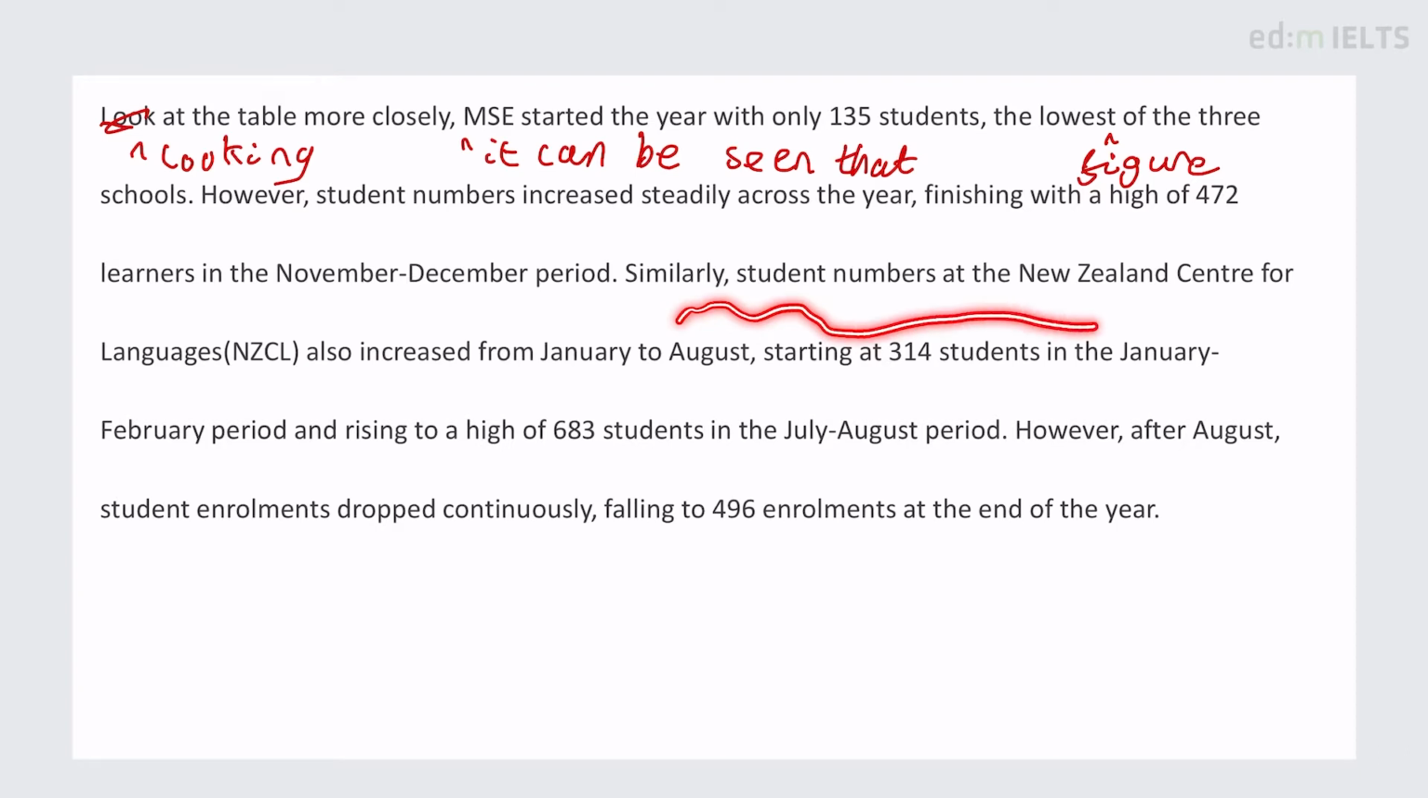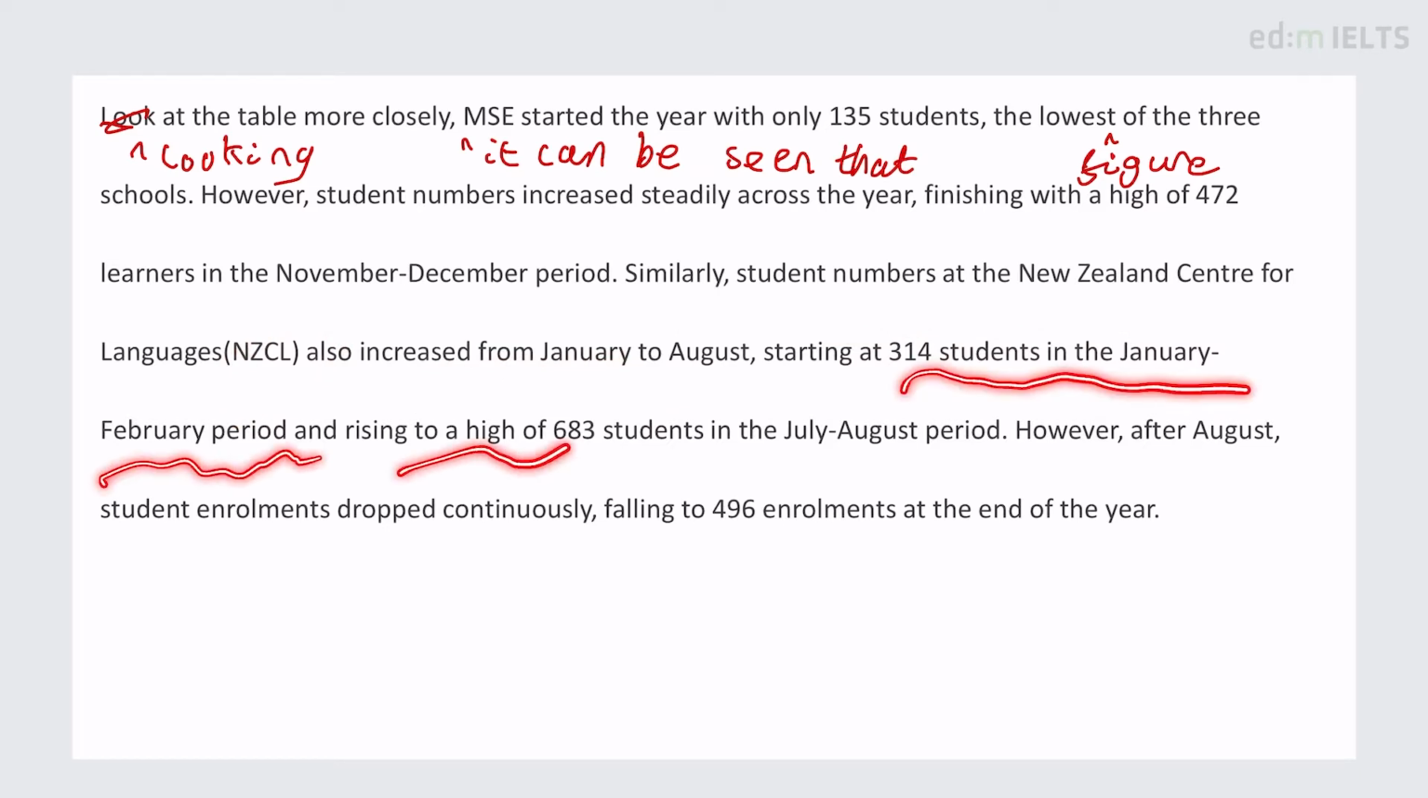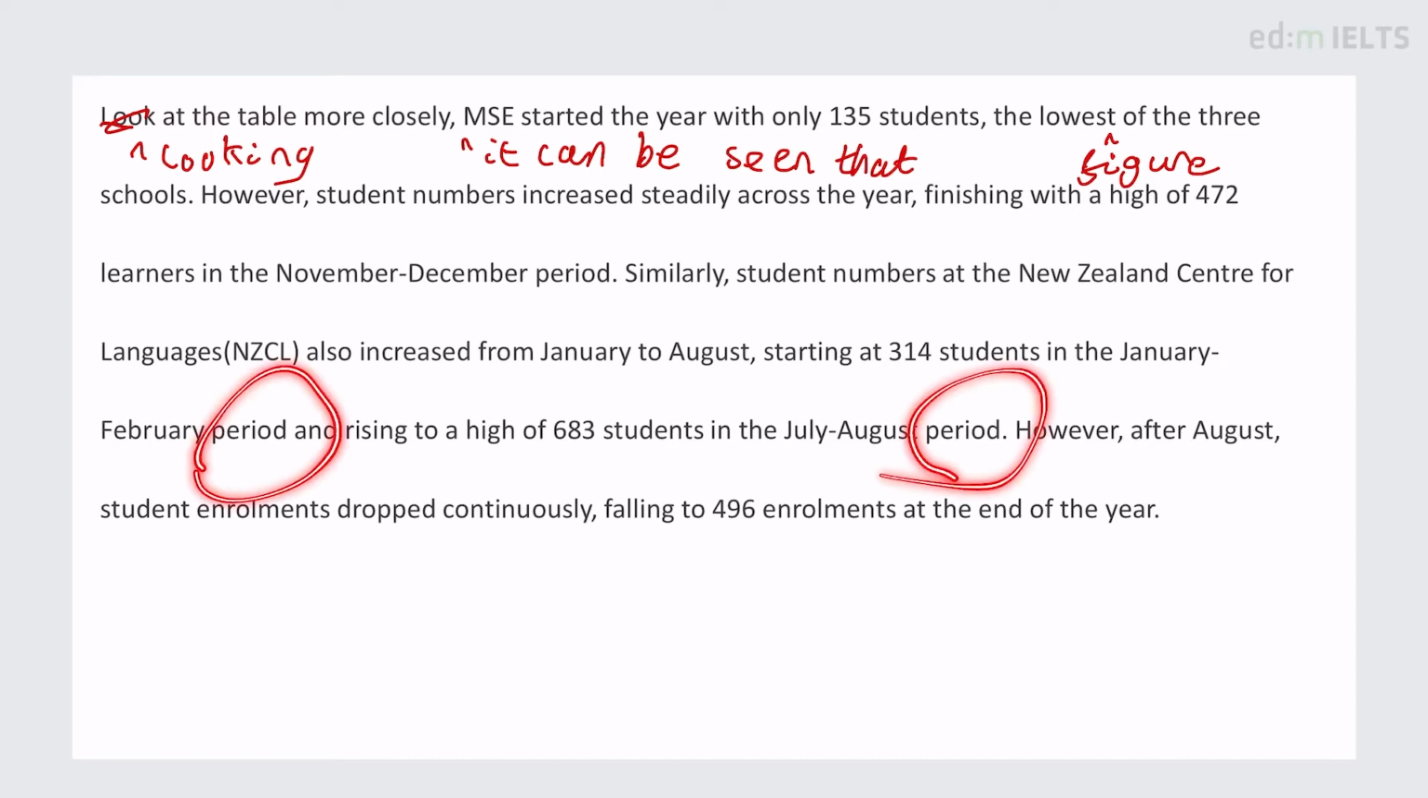Similarly, student numbers at the NZCL also increased from January to August, starting at 314 students in the January to February period and rising to a high of 683 students in the July to August period. And again, maybe I could find a way to avoid repeating the word period, but it's not a huge problem because there's so much good language there in general.